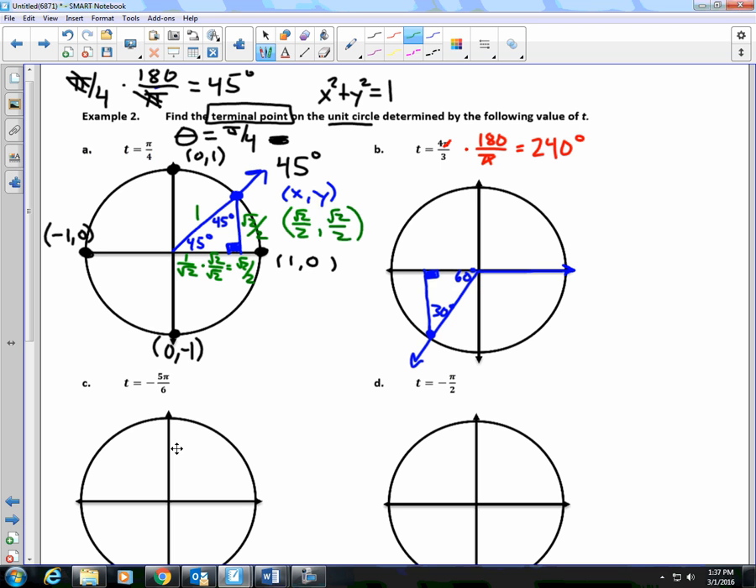And you guys see how I drew the height? I drew it to the x-axis. You'll always draw it to the x-axis. Don't draw it to the y. Always draw it to the x-axis. Okay? So I have a 30, 60, 90. What is always the distance from the center to the circle in the unit circle?